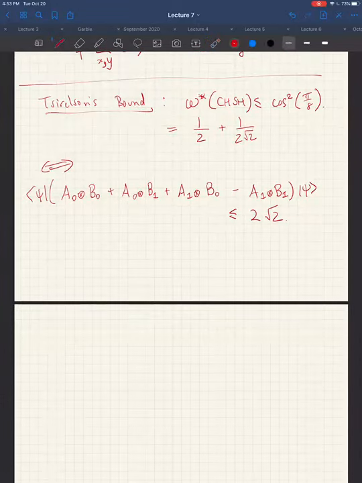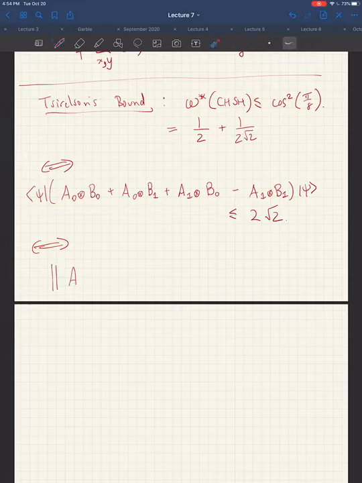And okay, so his bound is saying that this inequality is always true no matter what observables a_x, b_y you choose, and no matter what state you choose. So this is equivalent, since you're also maximizing over the state, to saying that the operator norm of whatever matrix this is is at most 2 root 2.